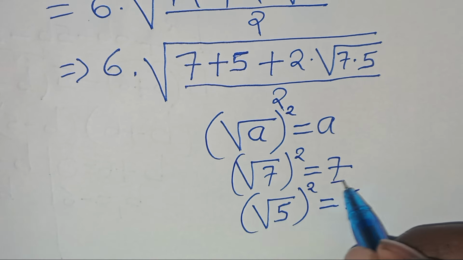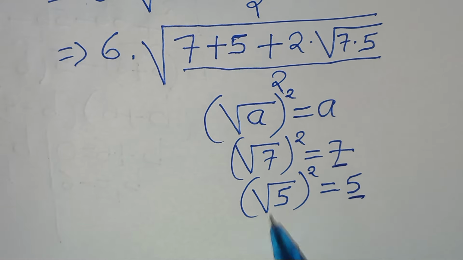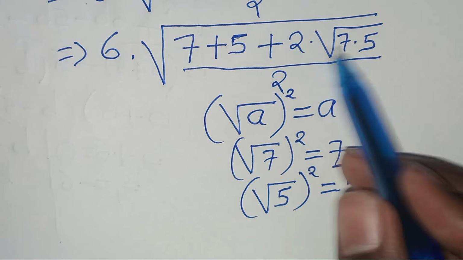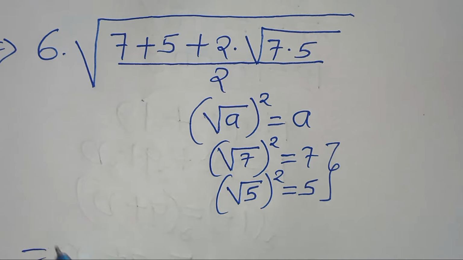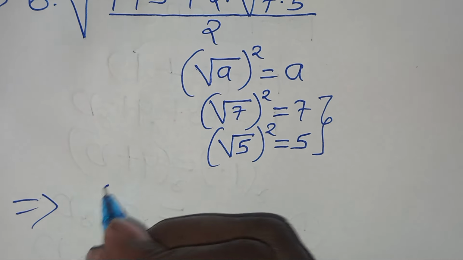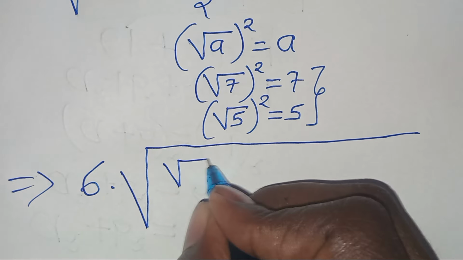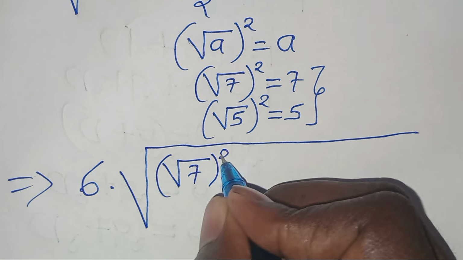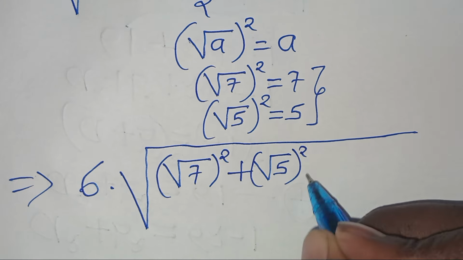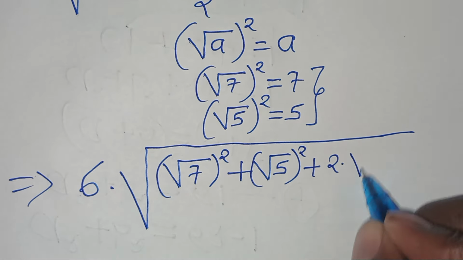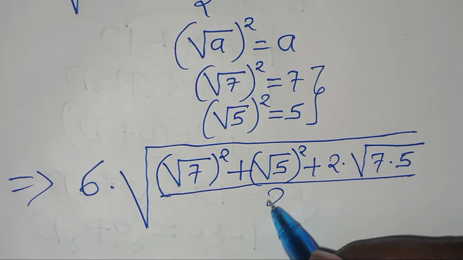So let's substitute where we have 7 by square root of 7 to the power of 2. And let's substitute where we have 5 by square root of 5 to the power of 2 here in this equation. Now substituting this, then this implies that we have 6 multiplied by square root of 7 raised to the power of 2 plus square root of 5 raised to the power of 2, then plus 2 multiplied by square root of 7 times 5, everything here divided by 2.